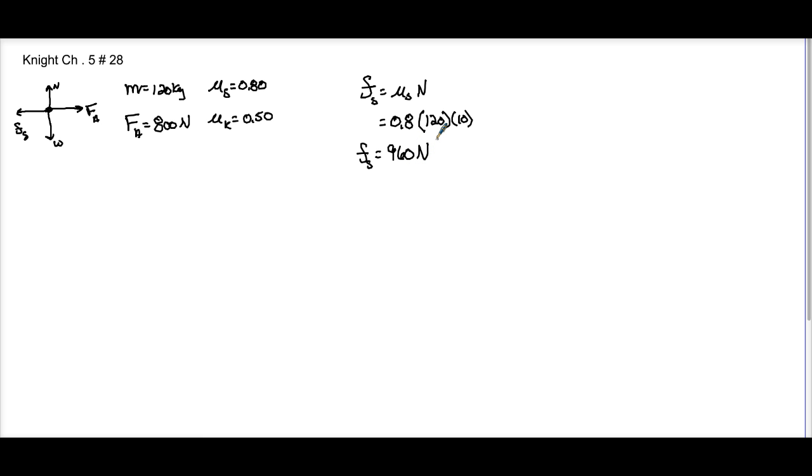So this means the farmer can pull and pull and pull. He can go get some equipment, he can go get some friends, and as long as they do not pull with more than 960 newtons, that mule is going to stay in place.